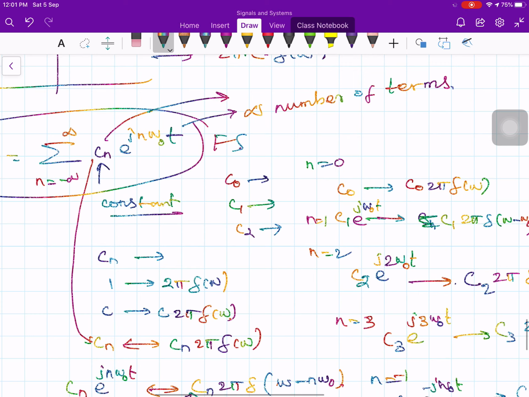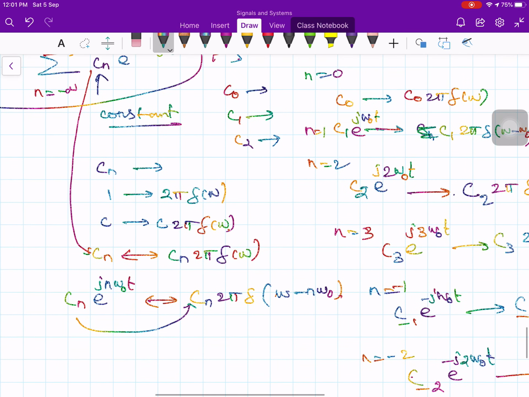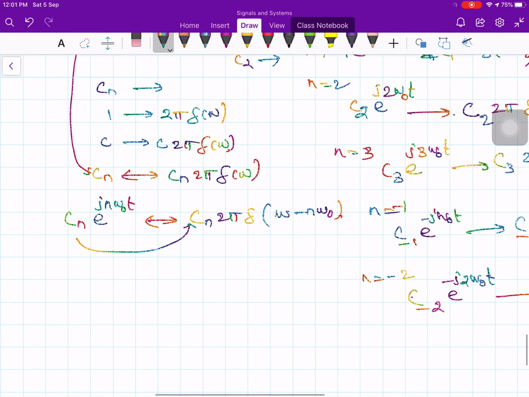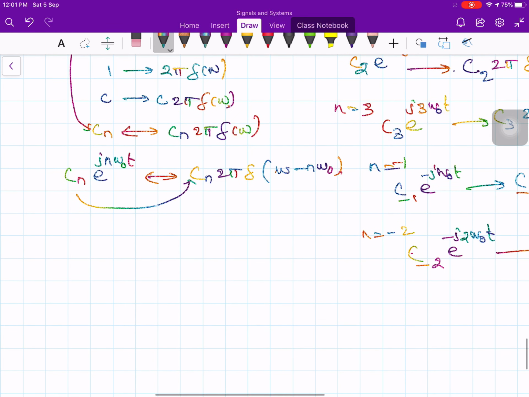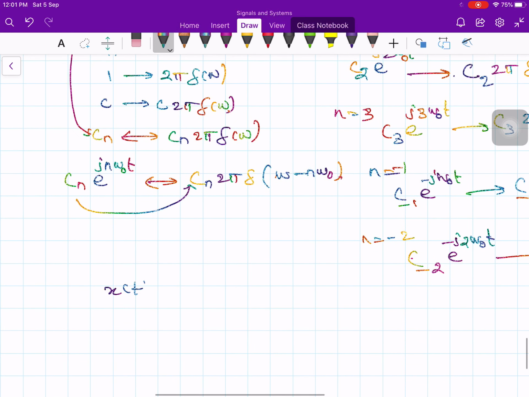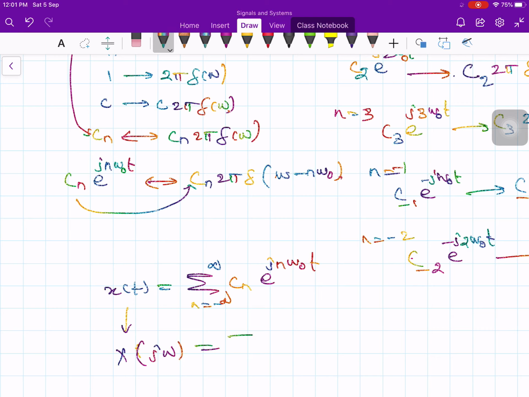The summation of all these transforms of individual components will be the Fourier transform of the entire function. So x of t is the sum from n equals minus infinity to plus infinity of Cn e to the j n omega naught t. Then you take the Fourier transform: on the left hand side it becomes X of j omega, and the right hand side is the same summation. Each term has its own transform, 2 pi times delta of omega minus n omega naught. So based on the n value, you keep on multiplying.